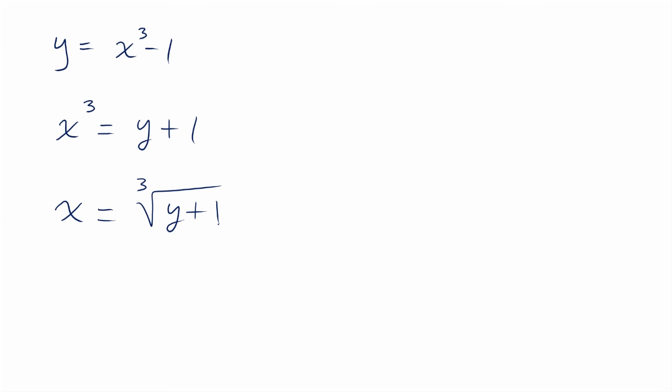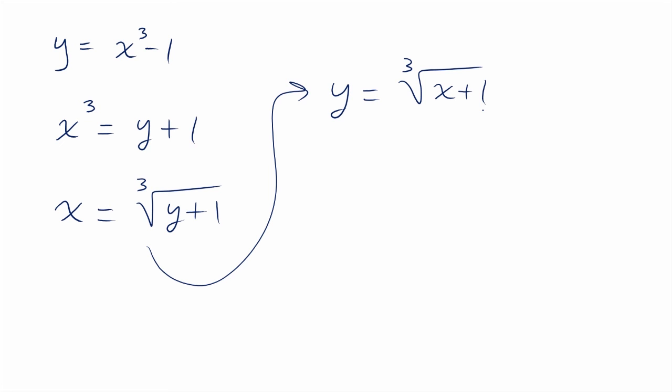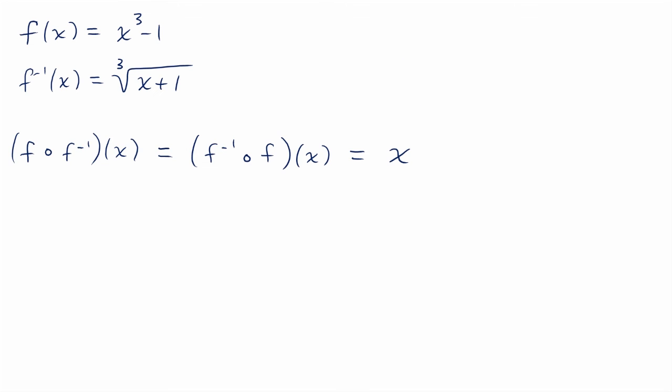Now that our equation is solved for x, we go ahead and interchange all x's and y's. So this would give y is equal to the cube root of x plus 1, and this is f inverse. So we can now say f inverse of x is equal to the cube root of x plus 1. Let's now verify that these two functions, f and f inverse, are in fact inverses of one another. To do so, we need to show that f of f inverse of x is the same thing as f inverse of f of x, and that they're both equal to x.